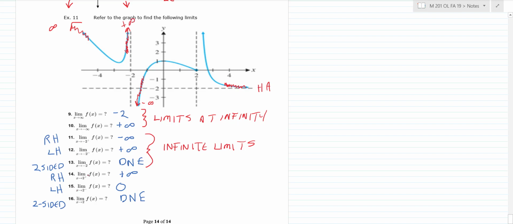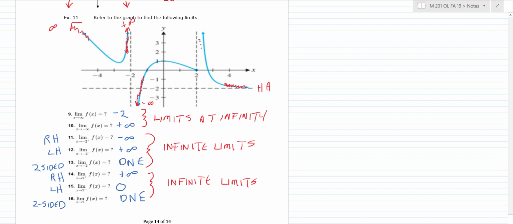Okay, this is a two-sided limit. Those things are different. They're going to different locations. Therefore, that does not exist. Okay, and then these last three, same thing. These are infinite limits. It's because you have a vertical asymptote. And remember, if you have a vertical asymptote, they're going to have this situation. Now, it's a little different on this one.